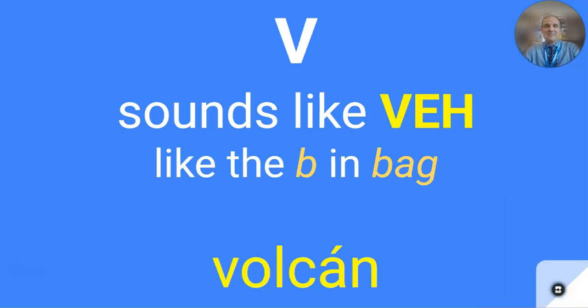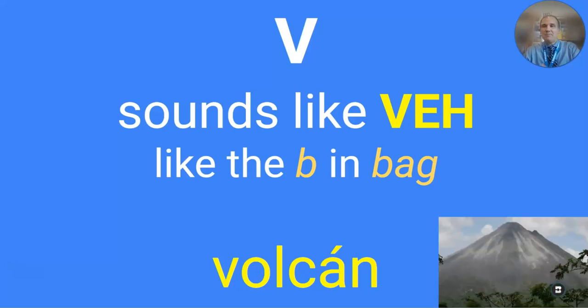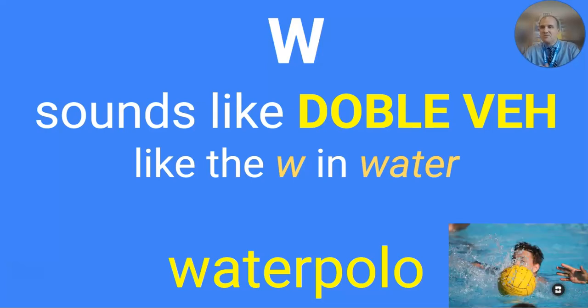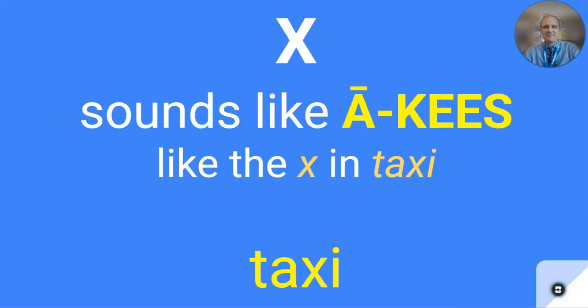The letter V in Spanish makes the sound B. It almost sounds like the letter B in the word bag. So volcán is a volcano, so B is the sound that V makes. W makes the sound doble B. It almost sounds like the W in the word water, and an example would be water polo, which is the same word as it is in English.